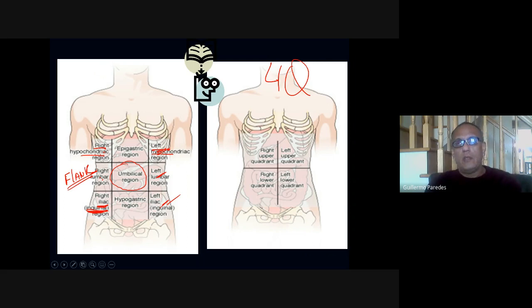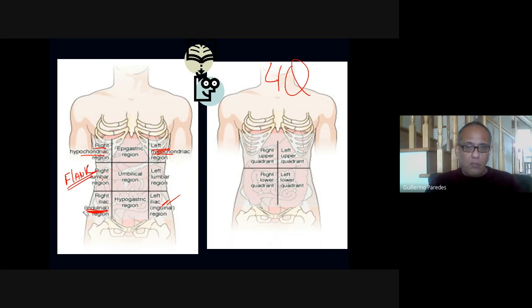In the center we have, let's start with this, the easy one, the umbilical region. Above the umbilical region, we have the epigastric region. Epi means above. You okay with that? And below the umbilical, we have the hypogastric region. So we have 9 regions.